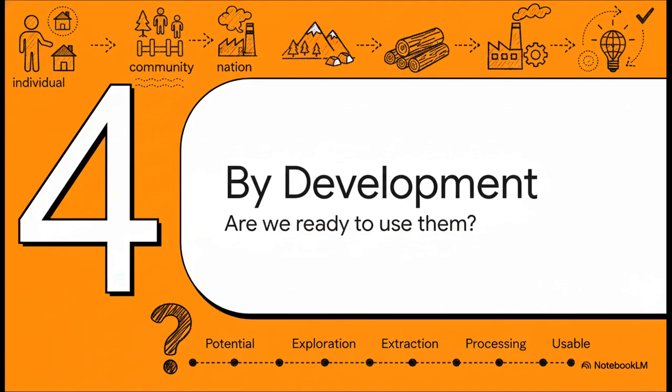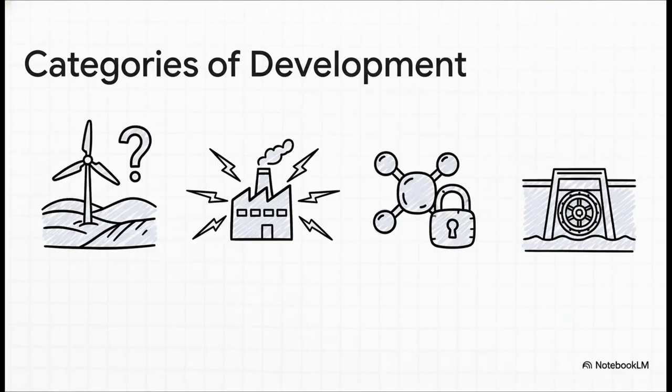Now, let's come to our final classification, the status of development. This is all about one simple question. Are we ready to use these resources yet? This tells us not just what we have today, but what might be possible tomorrow. Here we have four interesting categories. First, potential resources. These are resources we know exist in a region, but we haven't started using them fully. For example, the huge potential for wind and solar energy in Rajasthan and Gujarat.